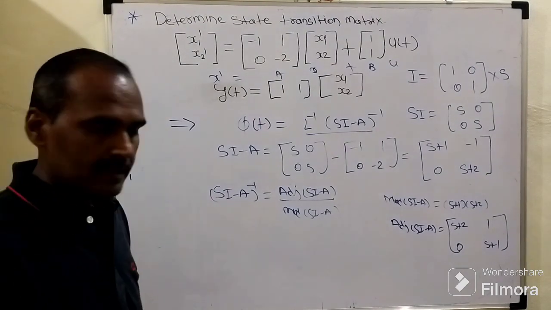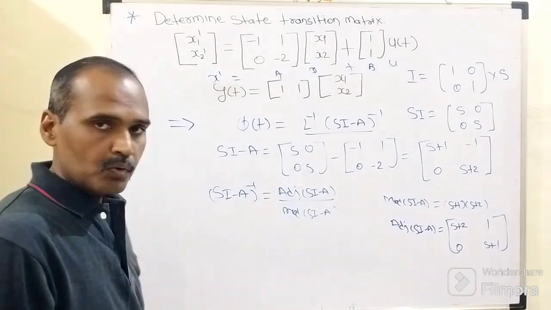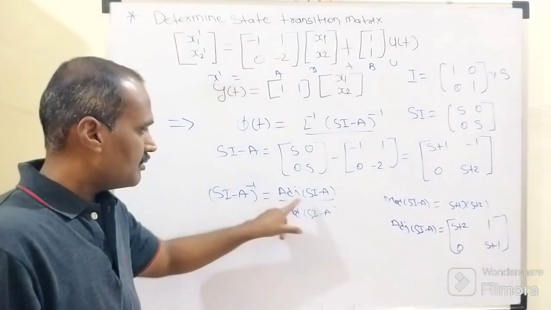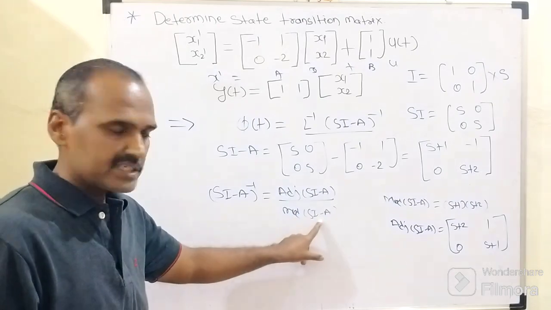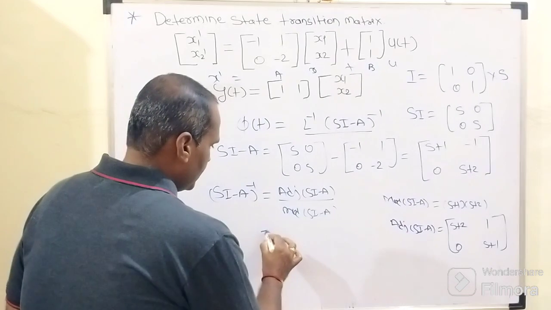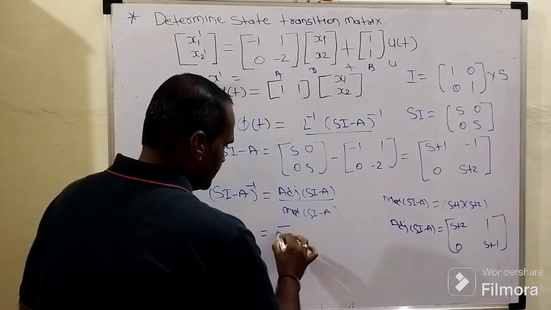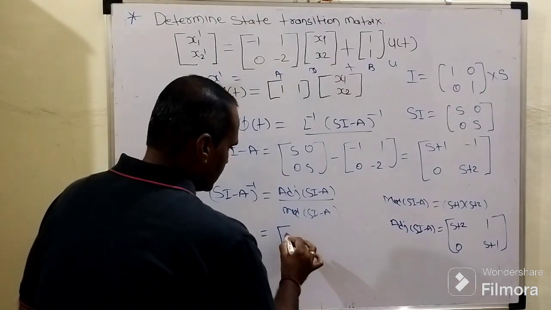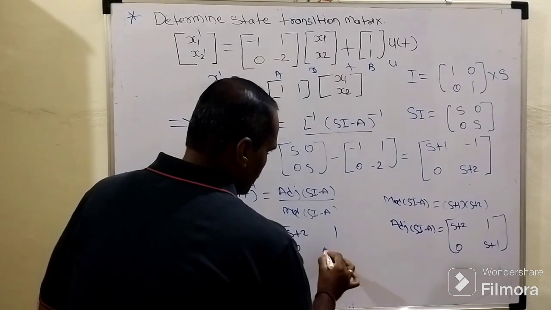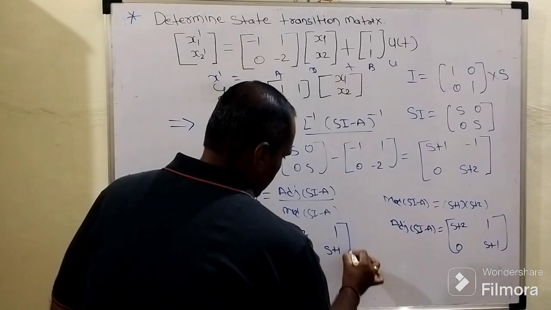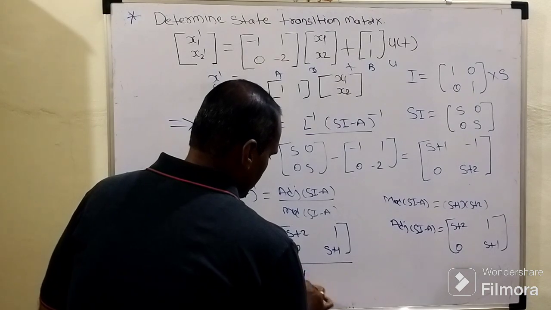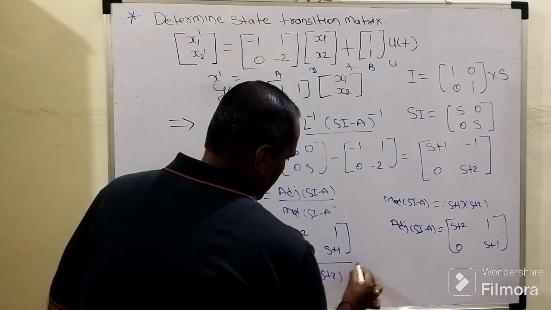So in order to decide this quantity (sI minus A) whole inverse, we need to divide these two terms: the adjoint of this sI minus A and the modulus of this sI minus A. These two terms are already tabulated here. So the adjoint is nothing but this 2 cross 2 matrix, with coefficients s plus 2, 1, 0 and s plus 1. Its denominator will become its modulus, which equals s plus 1 times s plus 2.